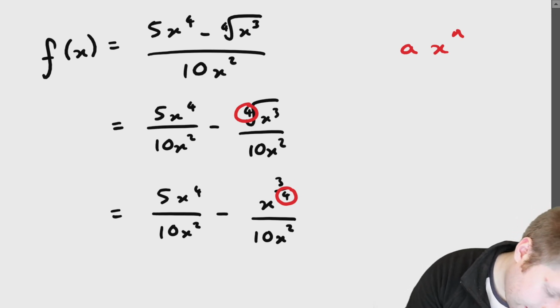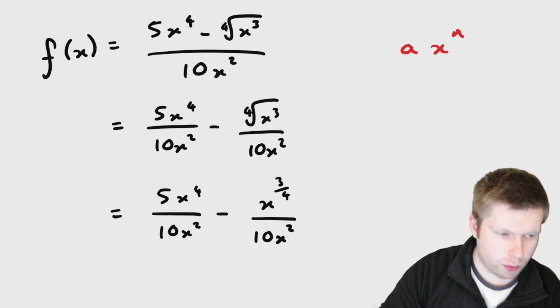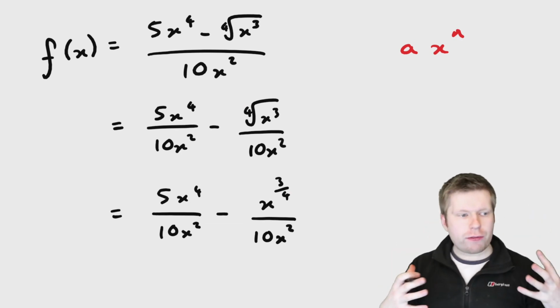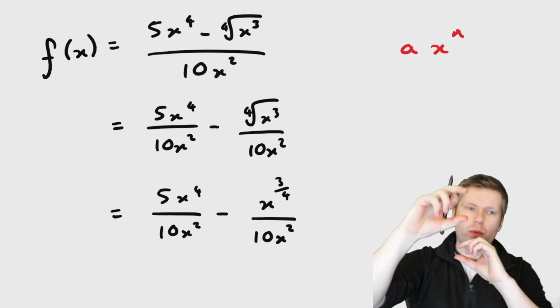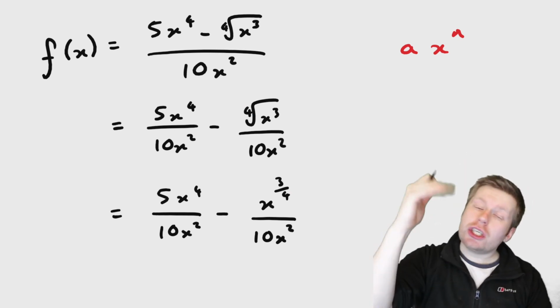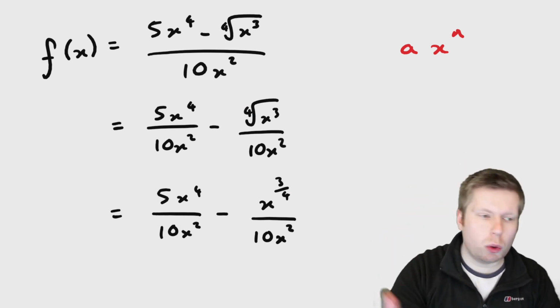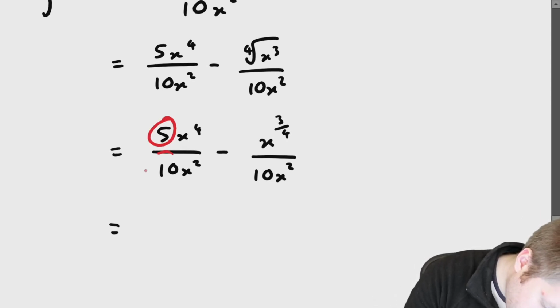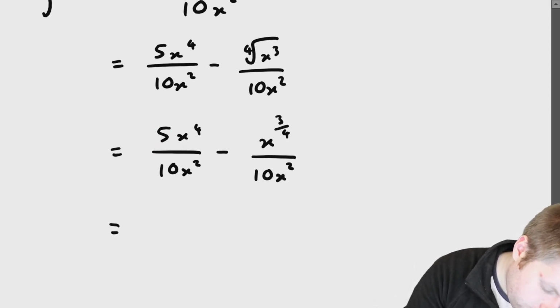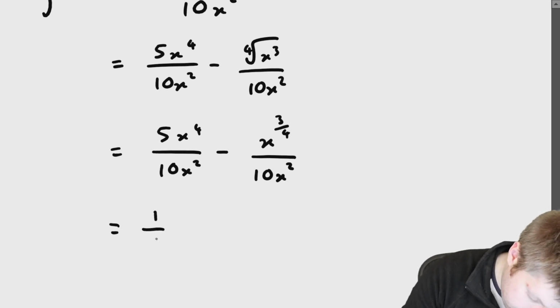So now if I have a look at this, I can think, well look, if I'm dividing two powers, or dividing a fraction with powers going on, I should just subtract those powers from each other. Just think laws of indices. So first things first, have a look. I have 5 divided by 10 in my first fraction. Well, 5 divided by 10 is a half, so I'm going to write that first.